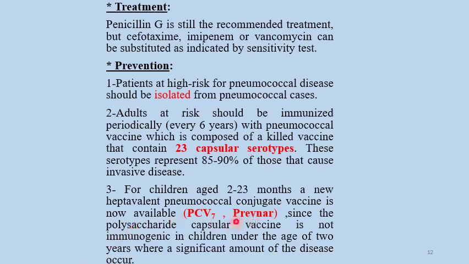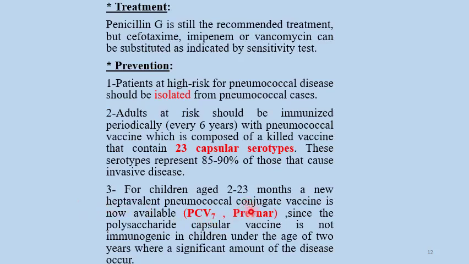We call it Prevnar or PCV7. 7 stands for being heptavalent. فبتتكون من 7 من السيروتايبس. دلوقتي there is another one available also which contains 13 serotypes.